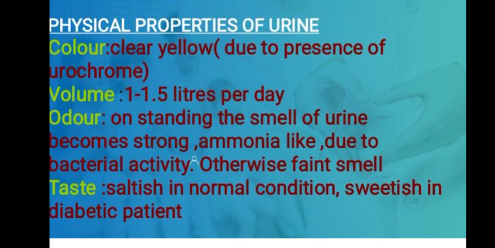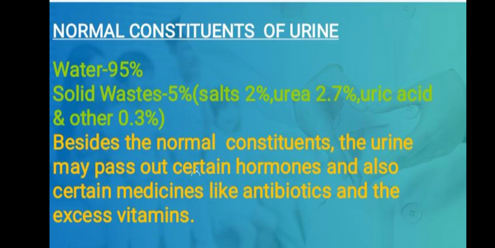Odor: on standing, the smell of urine becomes strong, ammonia-like, due to bacterial activity. Otherwise, urine has a faint smell. Taste: saltish in normal condition, but it can be sweetish in case of a diabetic patient. Normal constituents of urine: water 95%, solid wastes 5%. It includes salts, urea, uric acid, and other substances. Besides the normal constituents, urine may pass out certain hormones and also certain medicines like antibiotics and excess vitamins.